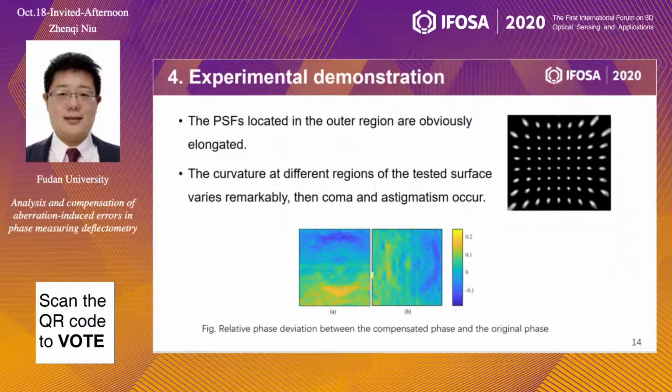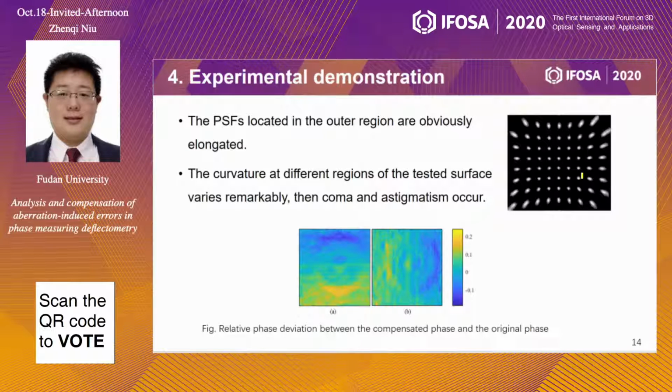The space variant PSFs show significant difference, and the PSFs located in the outer region are obviously elongated. The reason is that the curvature at different regions of the surface under test varies remarkably. Then coma and astigmatism occur in the off-axis measuring system.